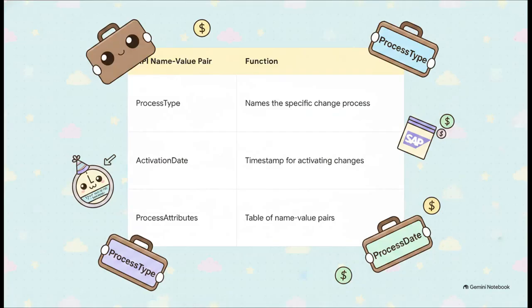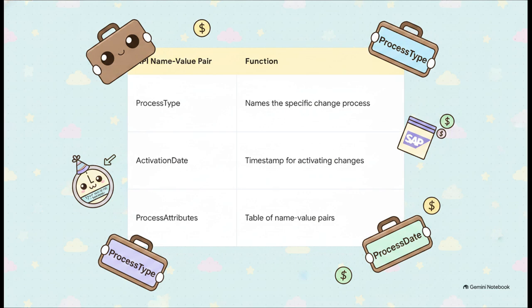So, what exactly is inside that briefcase? Well, you have to pack specific name-value pairs. You tell the system the specific process type that you defined earlier in customizing, and, super importantly, you pass the exact UTC timestamp for the activation date. This way, SAP knows exactly, down to the second, when this change takes effect for billing purposes.